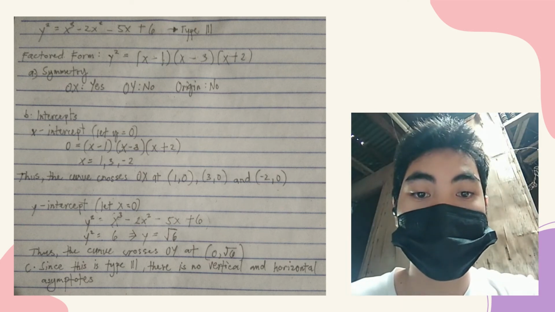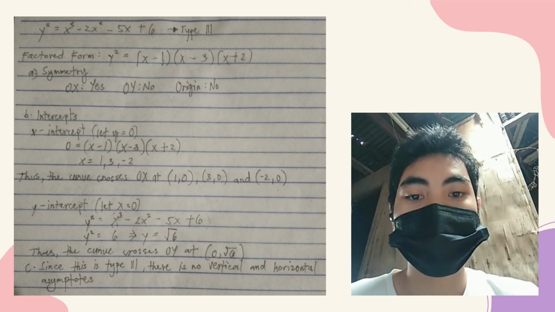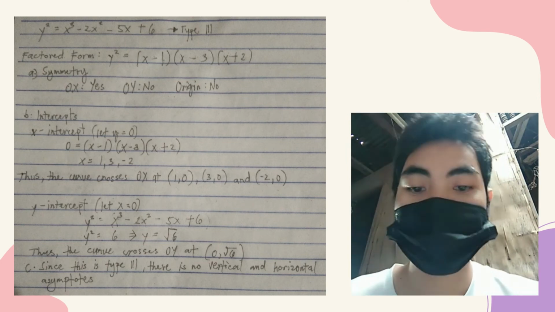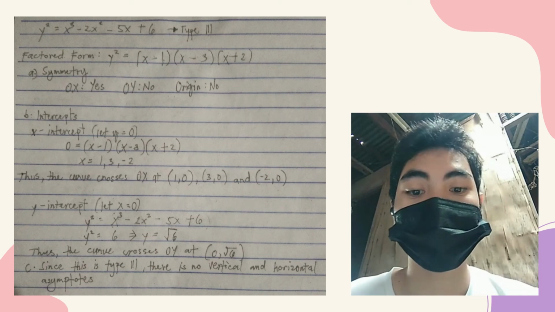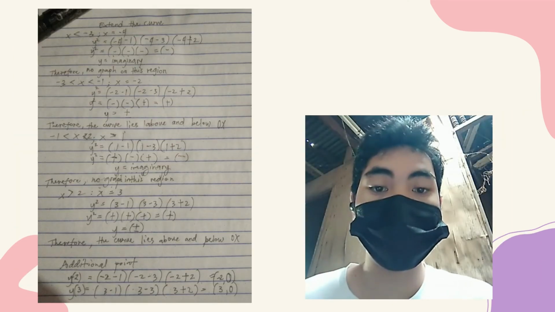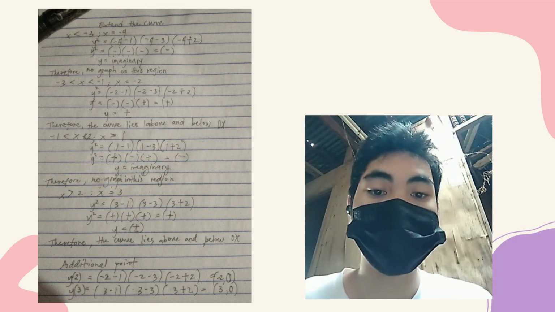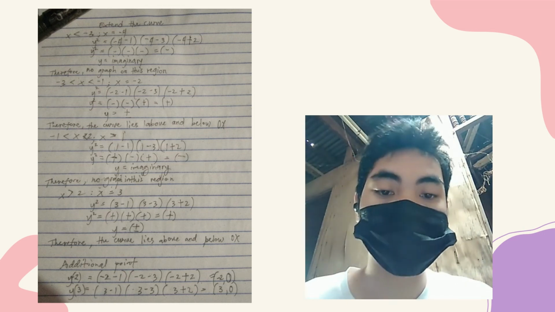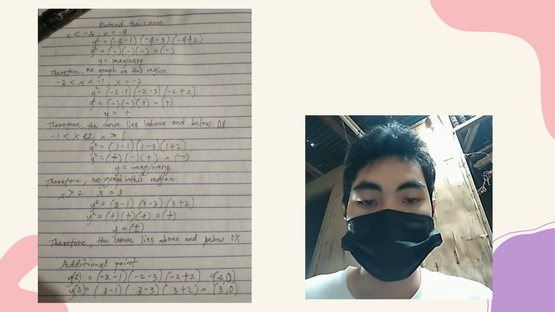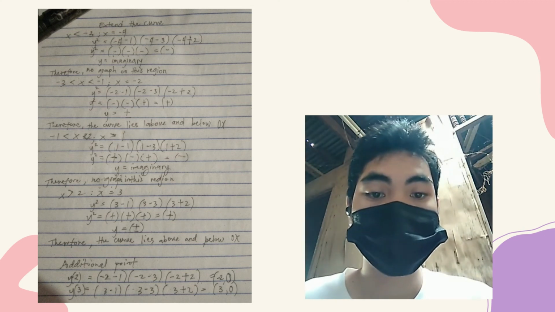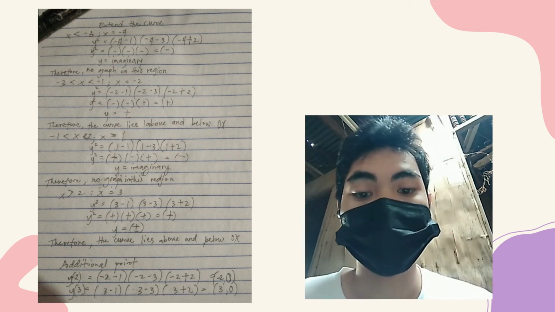Since this type of algebraic curve is y squared is equal to p of x, there is no vertical and horizontal asymptotes. Using the lines x equals to negative 1, negative 3, and positive 2, we have 4 regions to form. And the factored form is useful here in getting the sign of y.